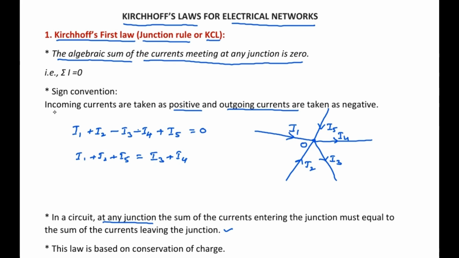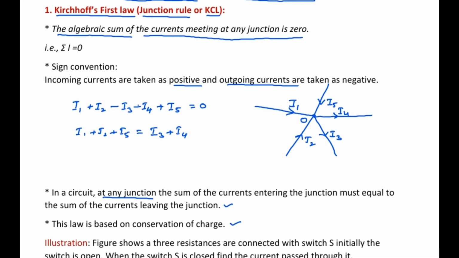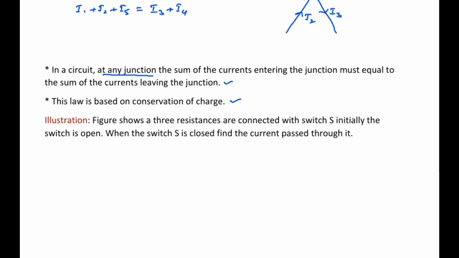One more statement we can give. Whatever the currents entering, the sum of the currents entering should be equal to the sum of the currents leaving, which follows the law of conservation of charge. This law is based on the conservation of charge. That means whatever the charge entering, the same amount of charge is leaving. This is the first law of Kirchhoff. And we will discuss one illustration or example based on this.